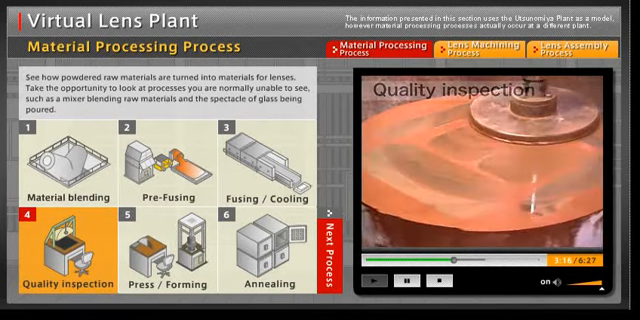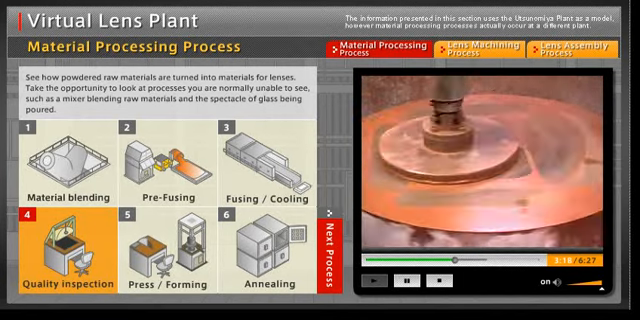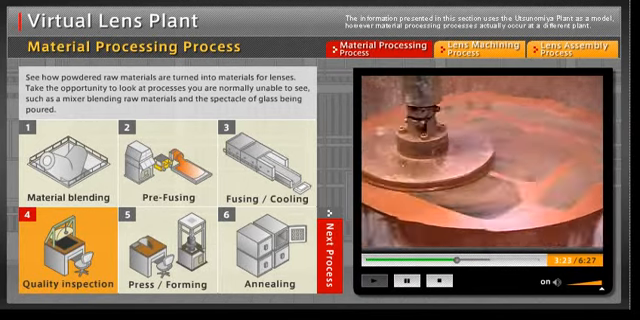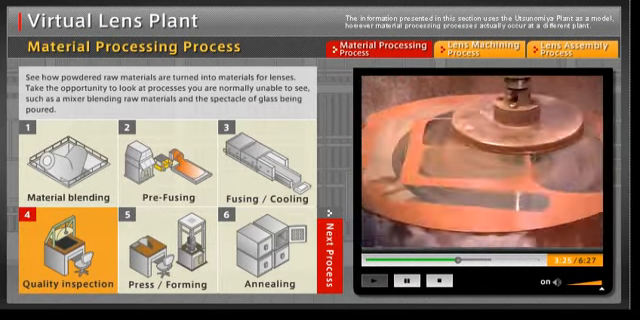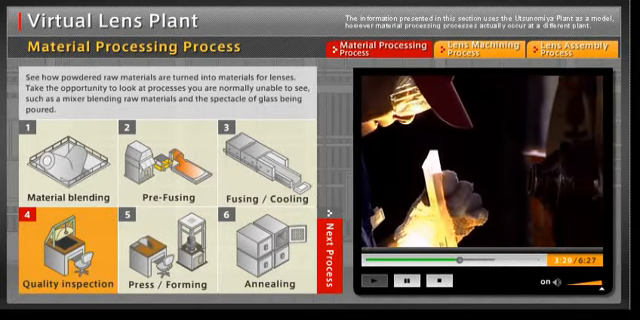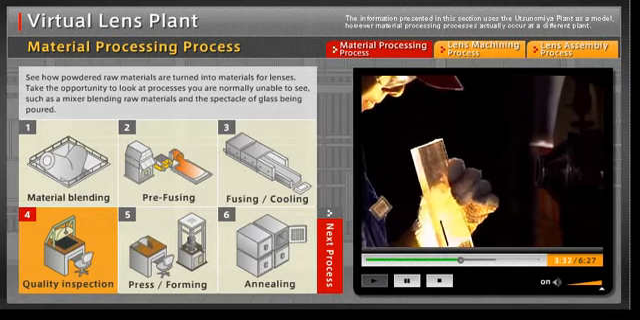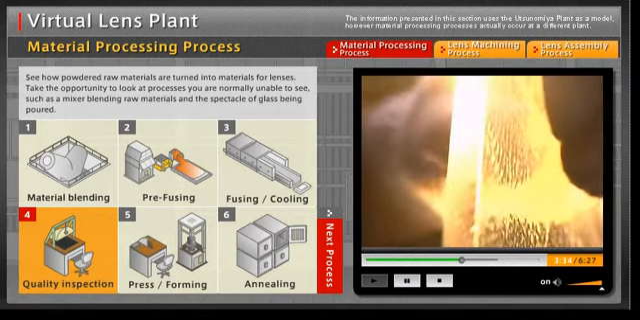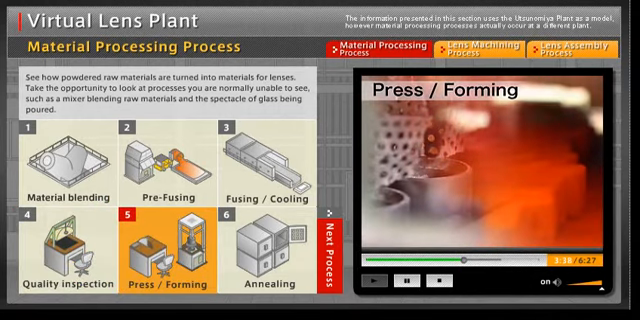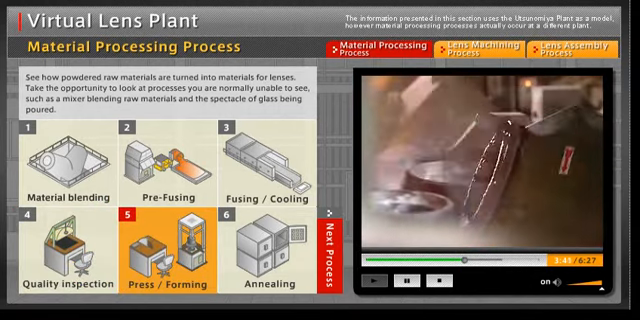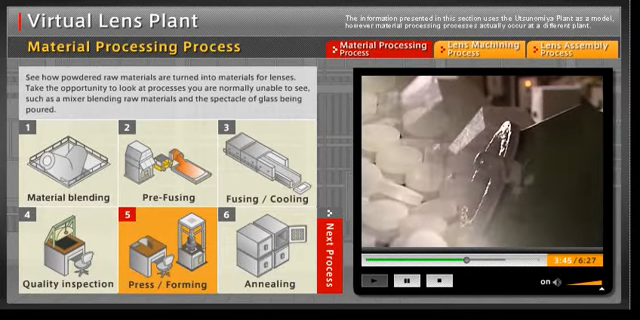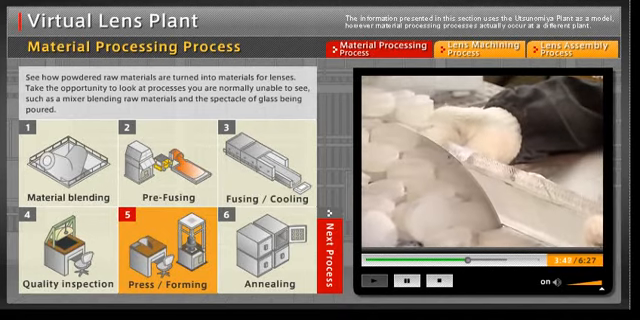From each block of cooled glass, a test piece is cut out and both surfaces are polished for inspection. The test piece is then illuminated to check for defects. The glass is transferred to the shaping and pressing process after the quality inspection has been completed.